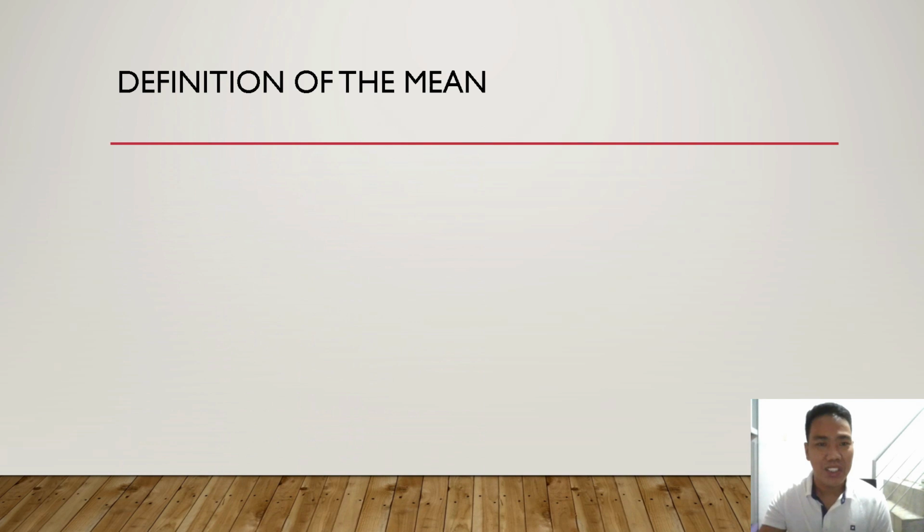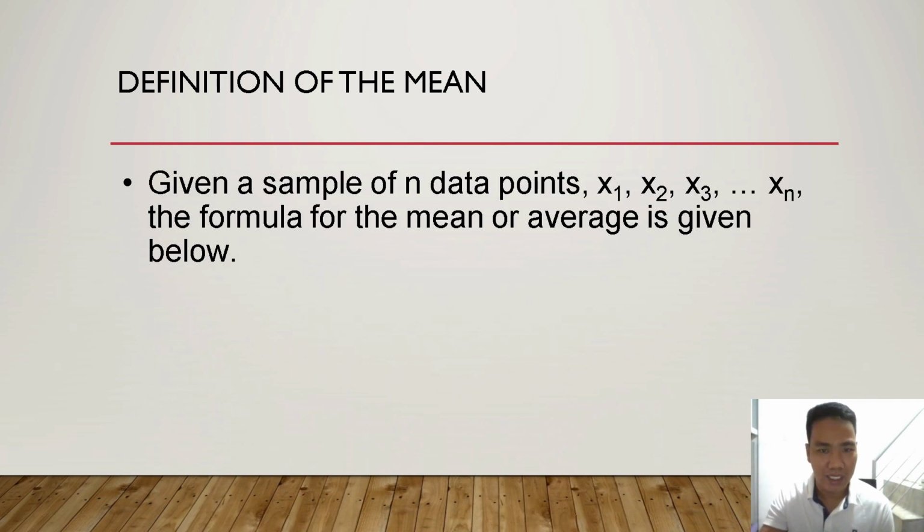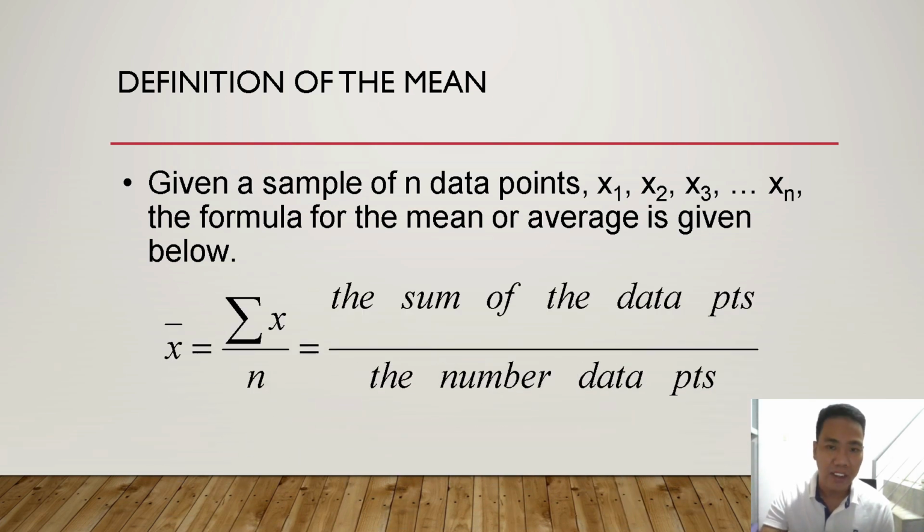Okay, so let us now define the mean. In probability and statistics, we define the mean as follows: if you are given a sample of n data points, x sub 1, x sub 2, x sub 3, up to x sub n, the formula for the mean or average is given below. This is the formula for finding the mean of the given scores. What you will do is just get the summation of x divided by n, or the sum of the data divided by the number of your data.